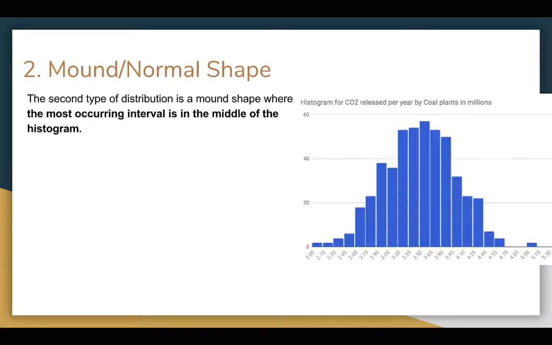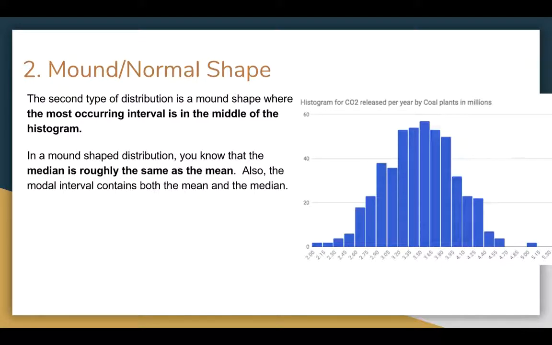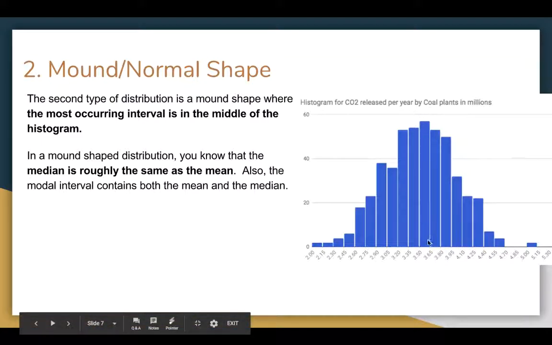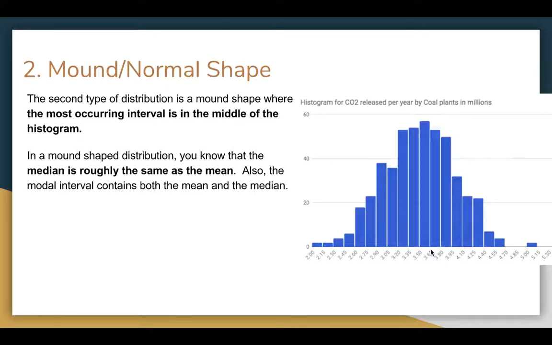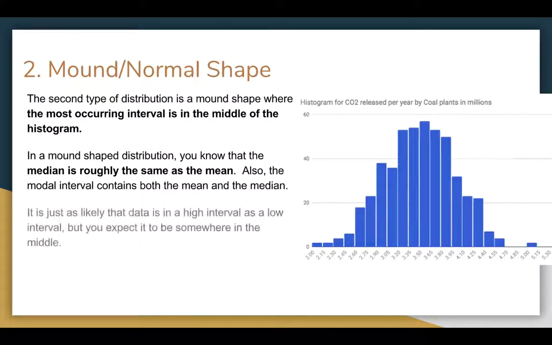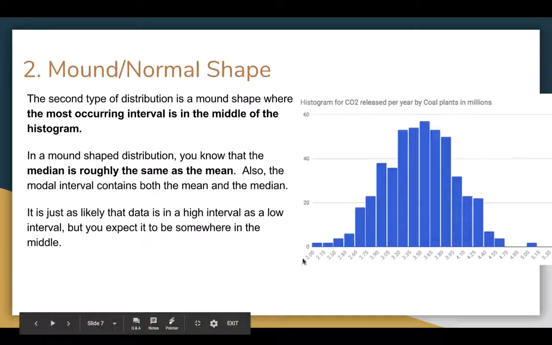So the second type of distribution is mound shape. The most occurring interval is in the middle. And the median is roughly the same as the mean. That's what we actually know if it's mound shape. The modal interval is also right in the middle as well. So you can tell the modal interval is between 3.5 and 3.65 million. And then it is just as likely that the data is in a high interval as in a low interval. So these guys that come up here between 5 and 5.15, they get kind of balanced out by these ones that are below as well.